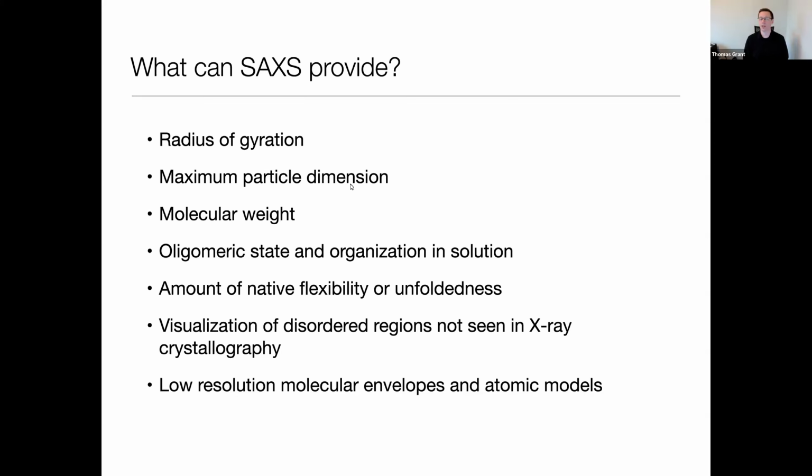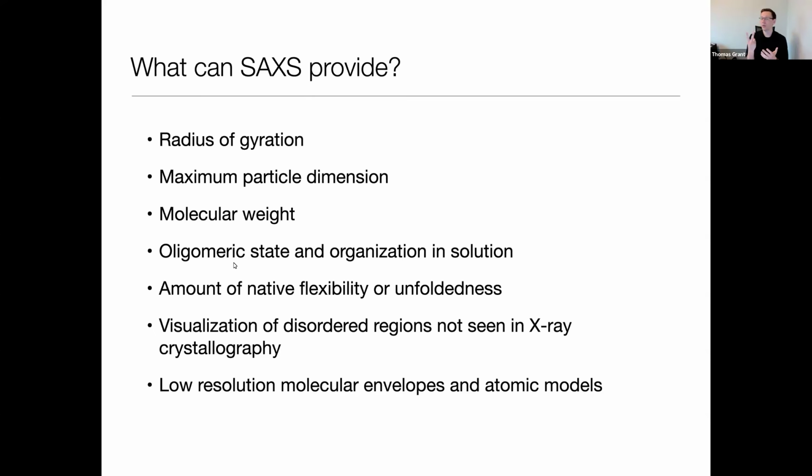The maximum particle dimension is exactly what it sounds like. It's just the maximum length, the largest vector that is in the particle. The molecular weight is the mass of the particle, so we can get that from SAXS experiments. And we can also get what's called an oligomeric state, which means if we have 2 proteins that come together and form a complex, we can figure out how many particles are in the complex.